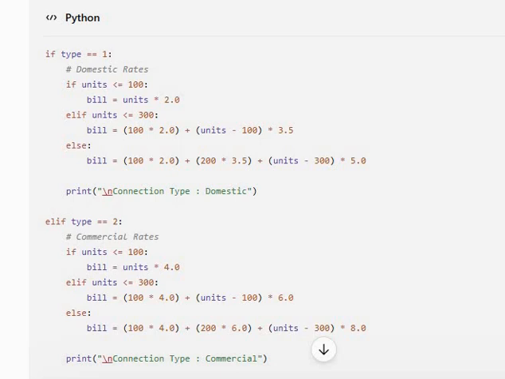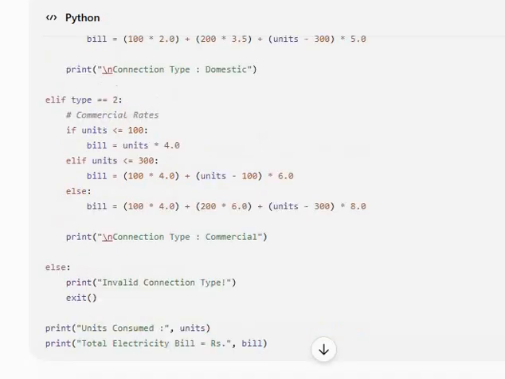The other case: up to 100 is 2 rupees, up to 300 units is 3.5, and more than 300 is 5 rupees. The same notations apply for type 2, the commercial. So we have the if, elif notations used in the program. If your input is other than 1 and 2, then it prints invalid connection type and exits.